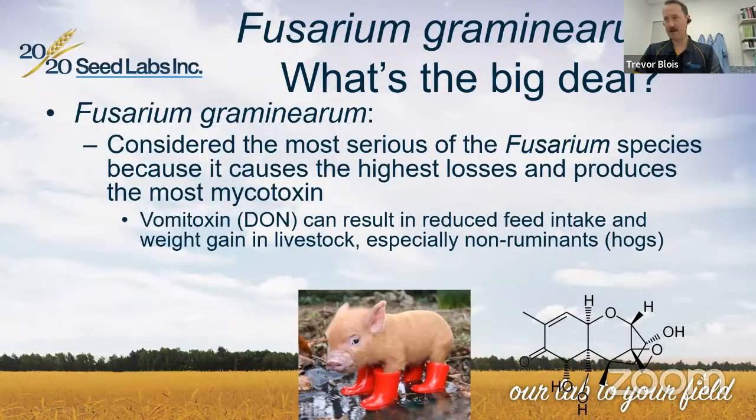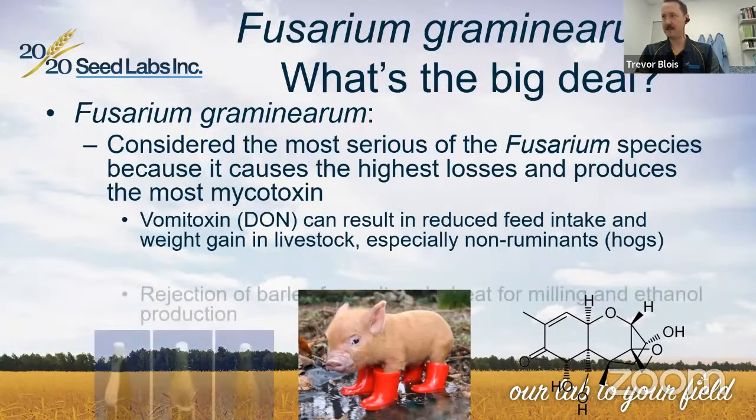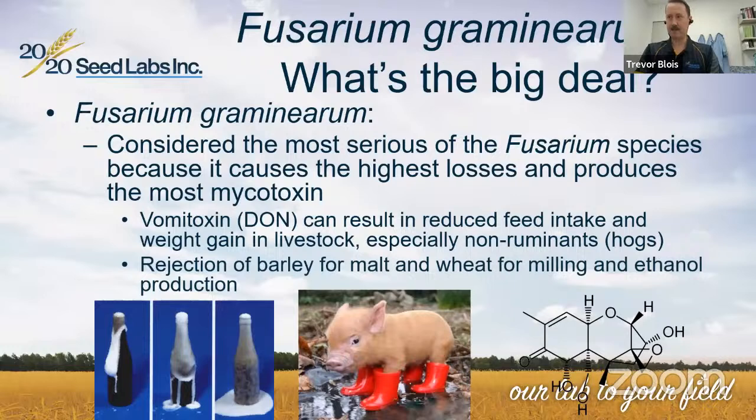The reason that we don't want it present in feed or grain is that it does cause reduced feed intake. Of course, vomitoxin, vomit is right in the name. And it's especially a problem in non-ruminants. But it's also a big issue for malting barley as well. So they have pretty much no tolerance for DON in malting barley because it causes this sort of foaming effect here that you can see in the lower left.